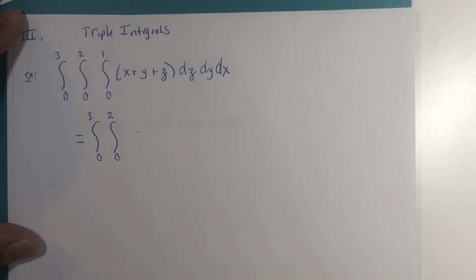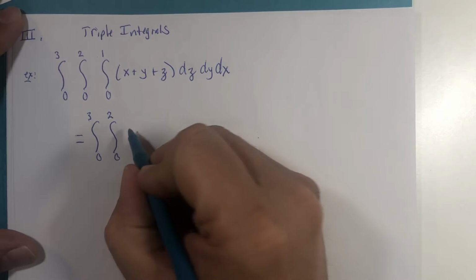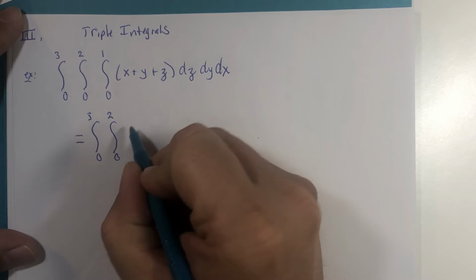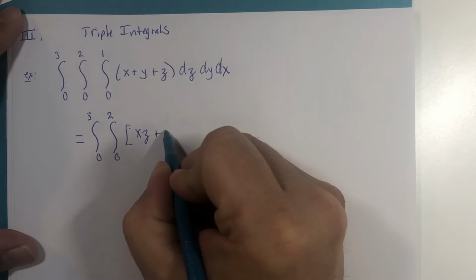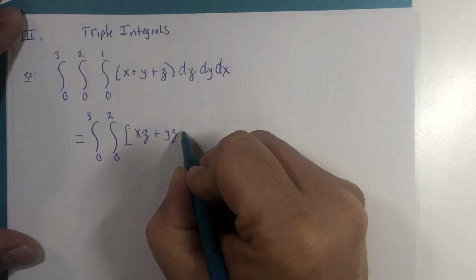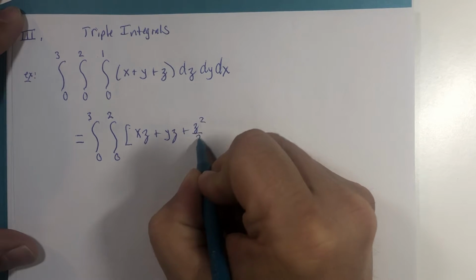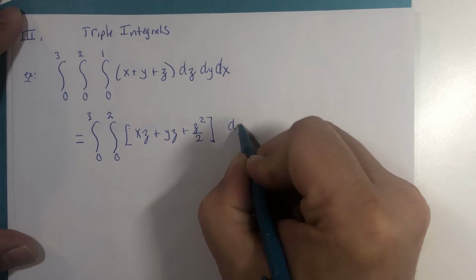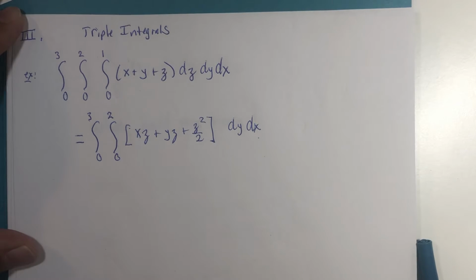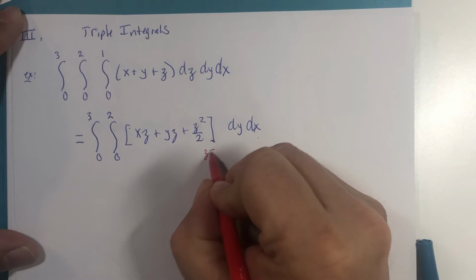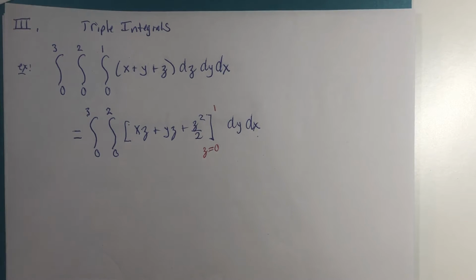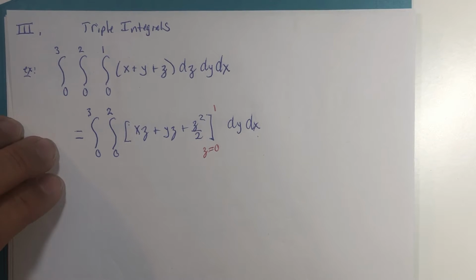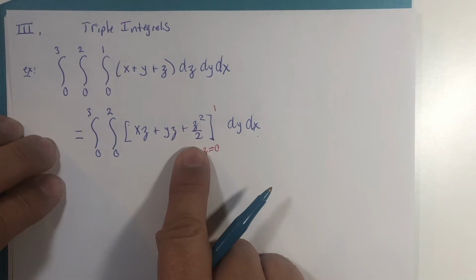Integral from 0 to 3, integral from 0 to 2, and then we would have x times z plus y times z plus z squared over 2, dy dx come later, and then z's limits were from 0 to 1. All right, so that's where we are to start with. If z is 0, all three terms are 0.